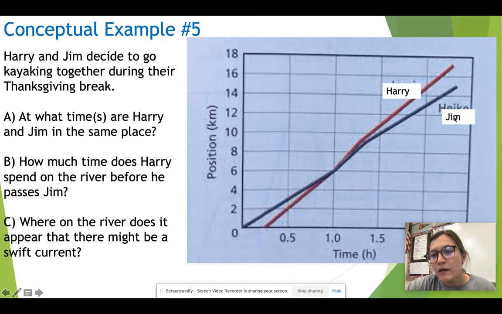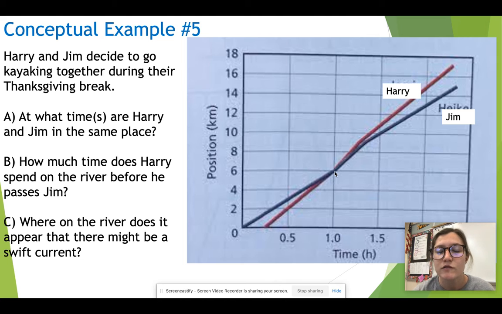The time it would take Jim to meet Harry would be 0.25 minus 1, we get 0.75. So Jim would meet Harry at 0.75 hours. Harry will be on the river for 1 hour before he passes or meets Jim. So we look at the difference in time versus where the objects meet on the position versus time graph. Last part, C: where on the river does it appear that there might be a swift current?